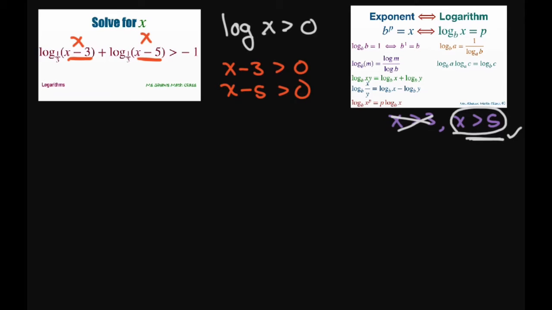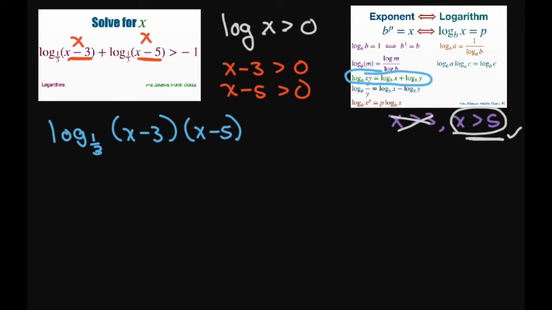So let's go ahead and rewrite this and condense it using a single logarithm. On the left hand side, I can use my product property and multiply (x − 3) times (x − 5). Now, for this piece here, we have −1.